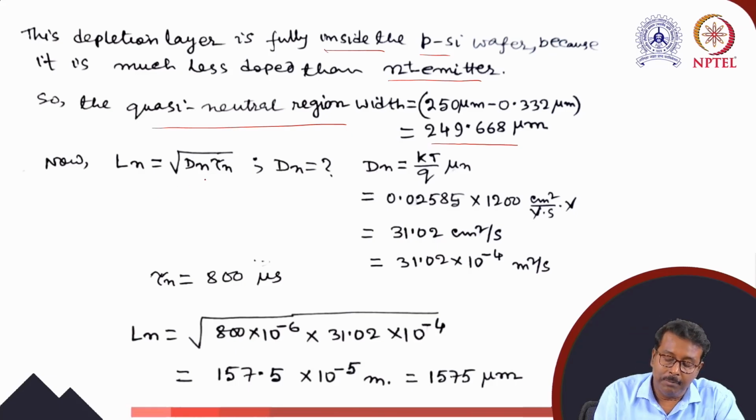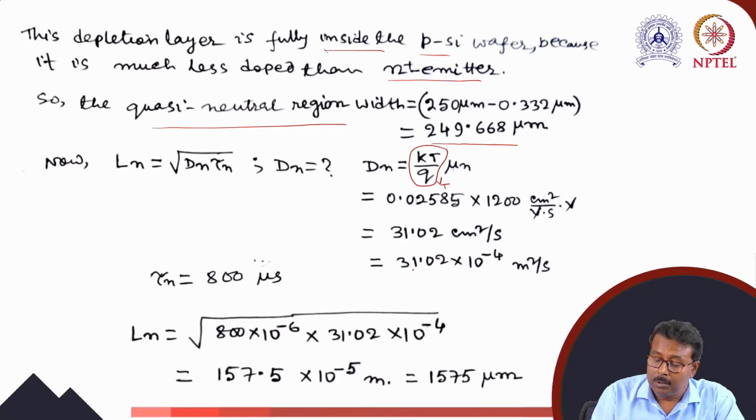Diffusion length is formulated by square root of Dn tau n. Dn, how can you get Dn? Dn is not given, but you know the Einstein's relationship. Dn is equal to Vt into mu n. Vt is again thermal voltage at room temperature. You can consider this 0.02585 into mu n, which is 1200 centimeter square per volt second. The volt cancels, giving centimeter square per second. So 31.02 centimeter square per second.